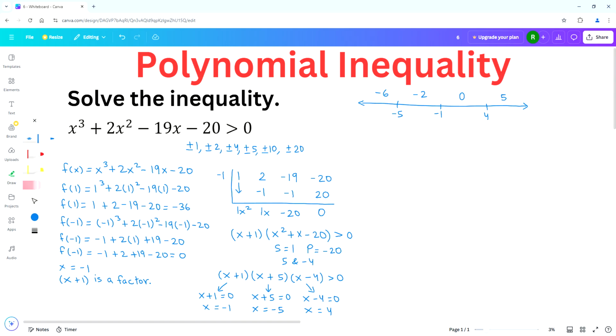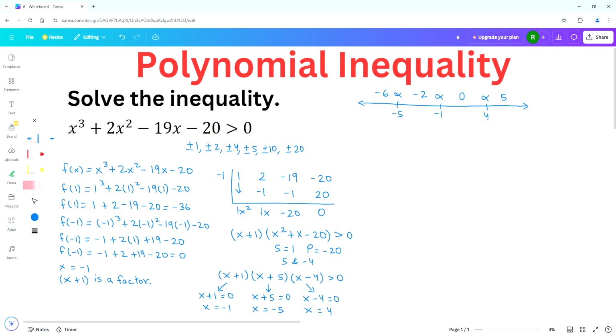At x equals negative 5, negative 1 and 4, the value of the cubic polynomial is equal to 0 because these are the x-intercepts for the cubic polynomial. We have to find the x values where the cubic polynomial is greater than 0, not greater than or equal to 0. Therefore, these x-intercepts negative 5, negative 1 and 4 should not be part of the solution. This is a very important concept we need to understand to solve this type of problem. Now we can use the test values.